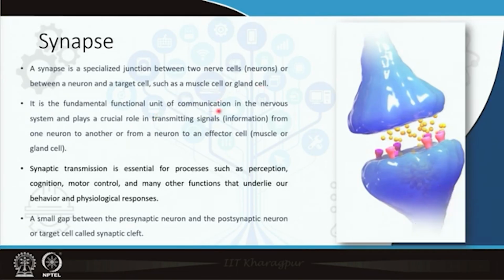It is a fundamental functional unit of communication in the nervous system and plays a crucial role in transmitting signals. Synaptic transmission is essential for processes such as perception, cognition. A small gap between the presynaptic neuron and the postsynaptic neuron is the synaptic cleft. This gap is the cleft where the hand-holding, the exchange of data happens. These are the neurotransmitters, dopamine, serotonin, and these are the receptors; specific receptors attach to specific neurotransmitters. This brings in information, this receives the information.